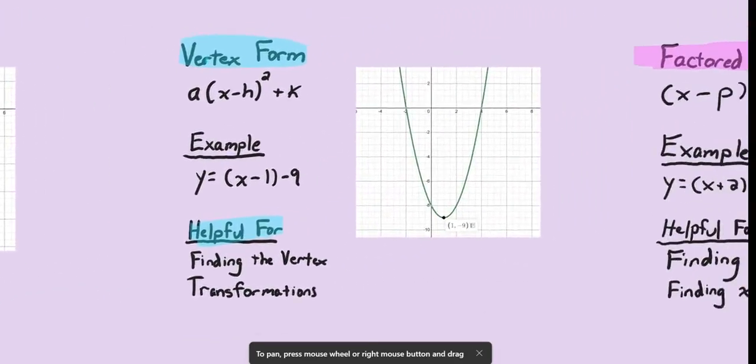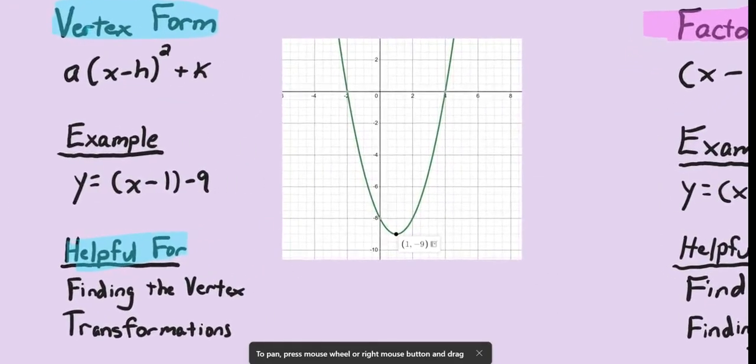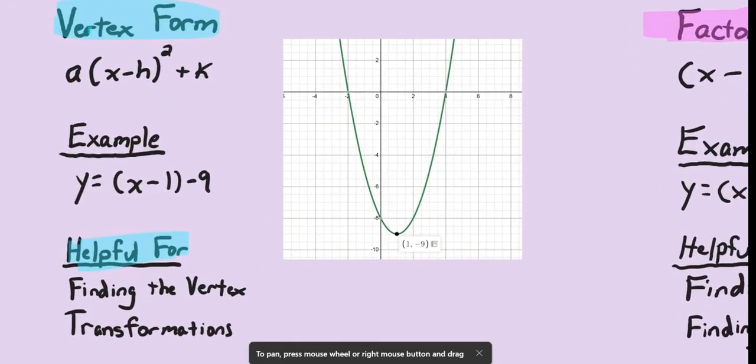Vertex form looks a little bit different. Vertex form tells you where the vertex is. And the generic form is a times x minus h squared plus k. An example, this is the same equation that we saw in the other one. It's the same exact function, but it's now written in vertex form.